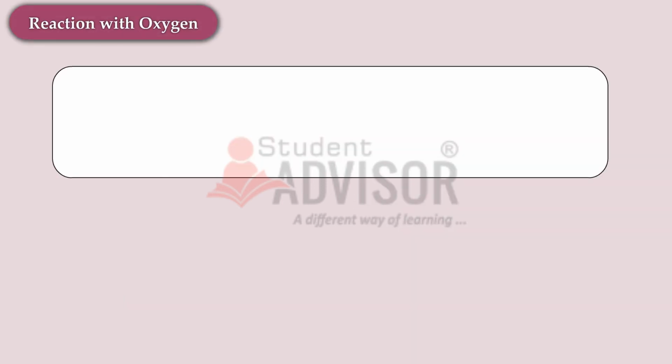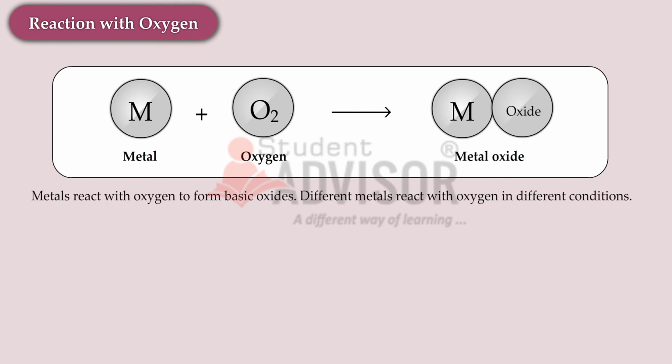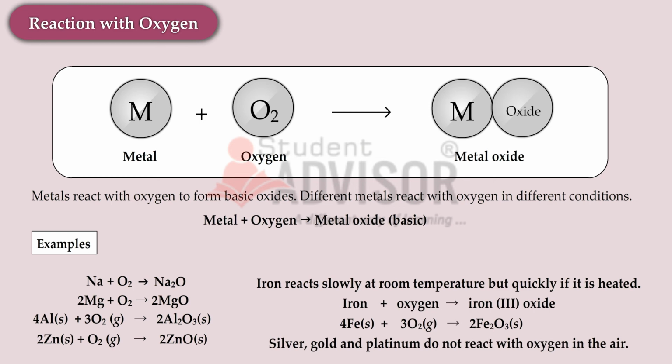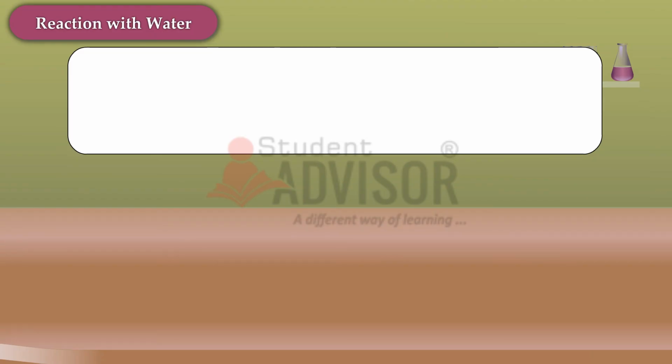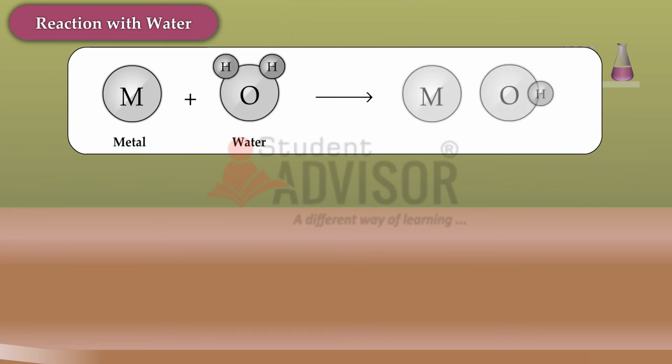Reaction with oxygen. Metals react with oxygen to form basic oxides. Different metals react with oxygen in different conditions. Metal and oxygen gives metal oxide, basic. Some examples are: reaction of metals with oxygen. Metals react with oxygen and form metal oxides which are basic in nature.